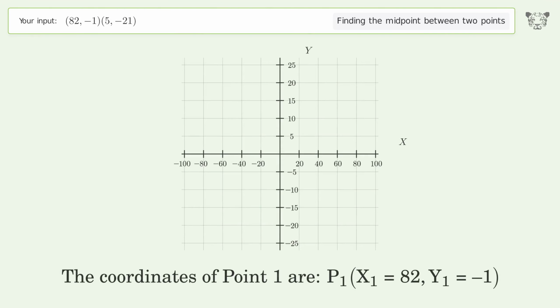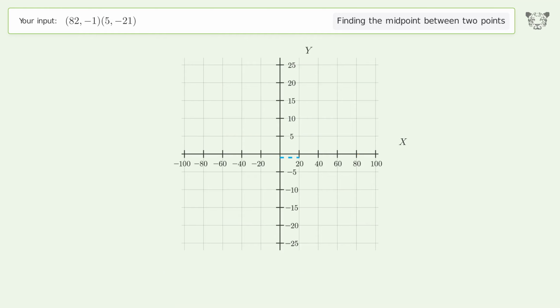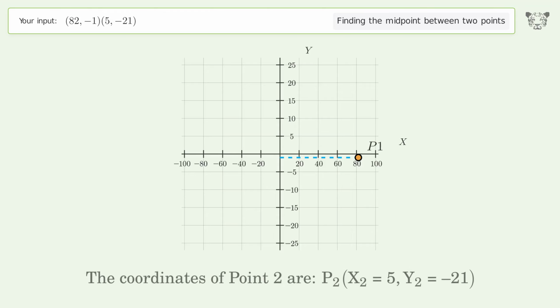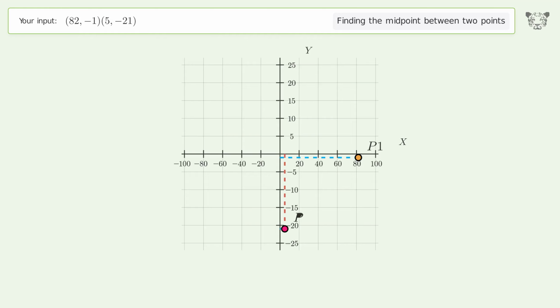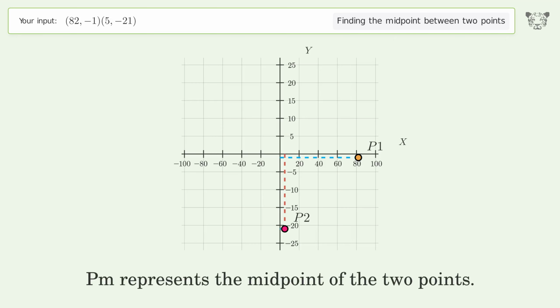The coordinates of point 1 are, x1 equals 82, y1 equals -1. The coordinates of point 2 are, x2 equals 5, y2 equals -21. PM represents the midpoint of the 2 points.